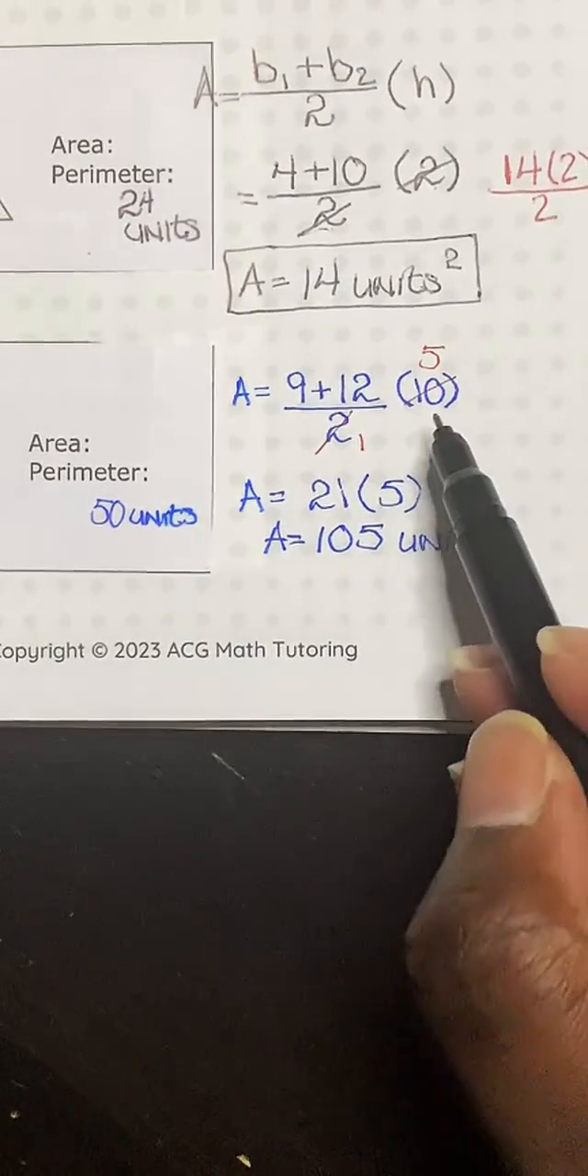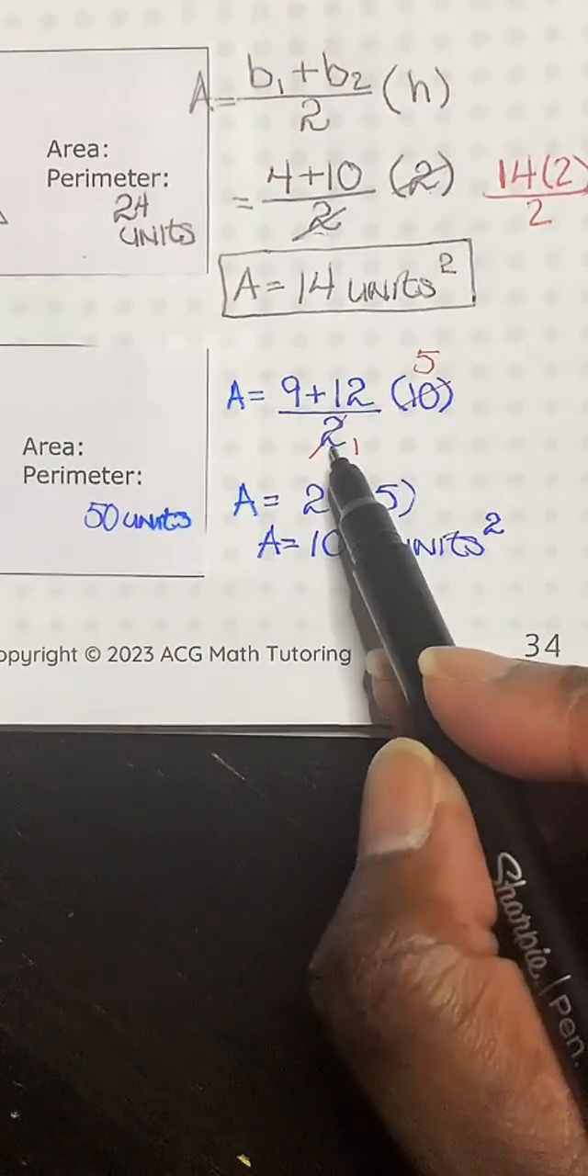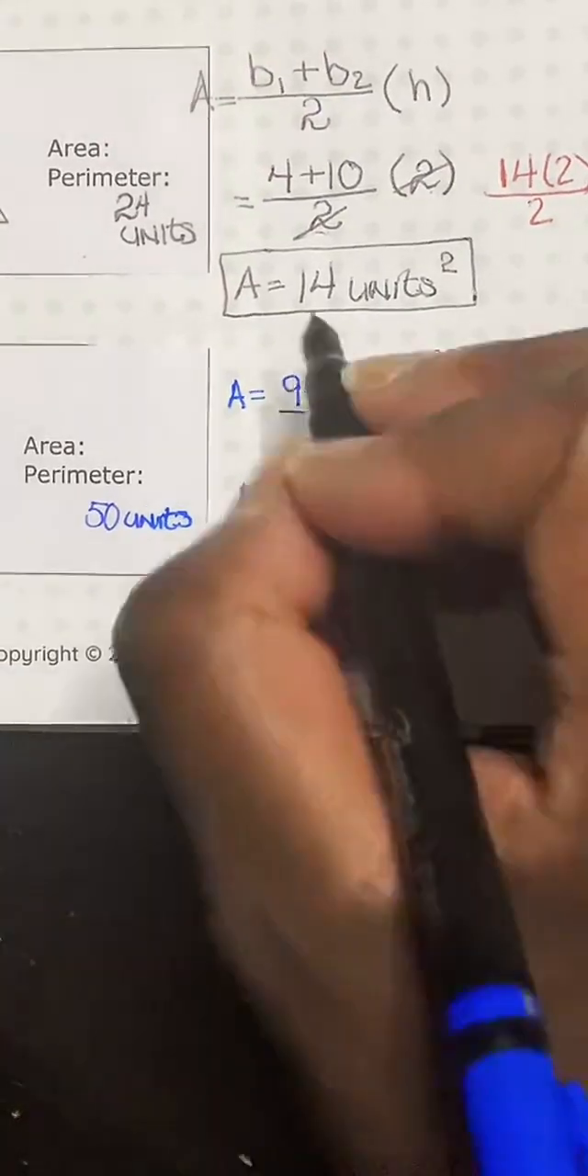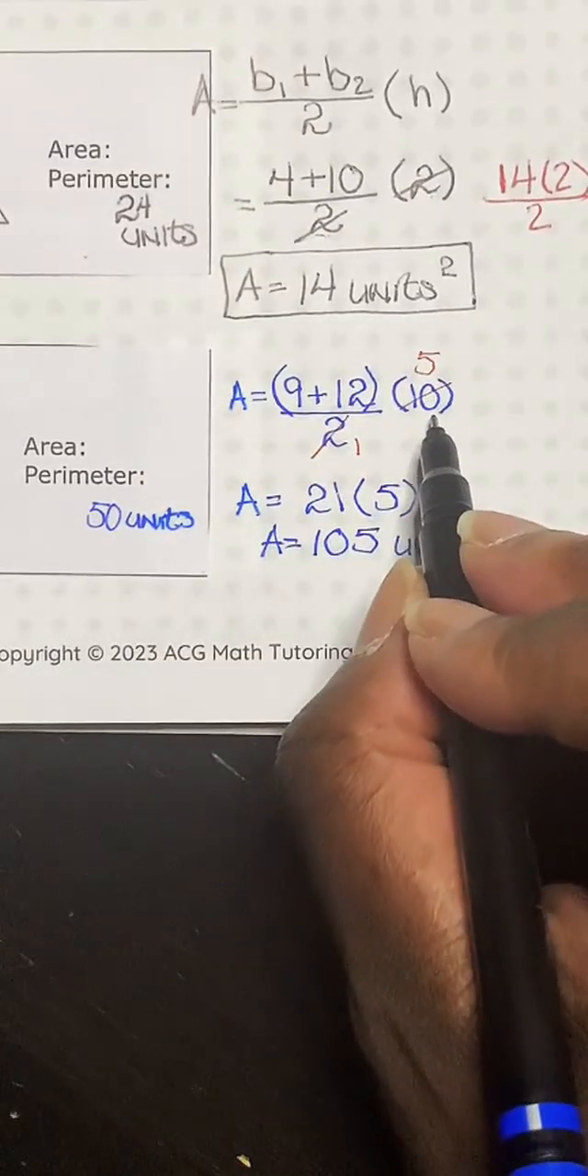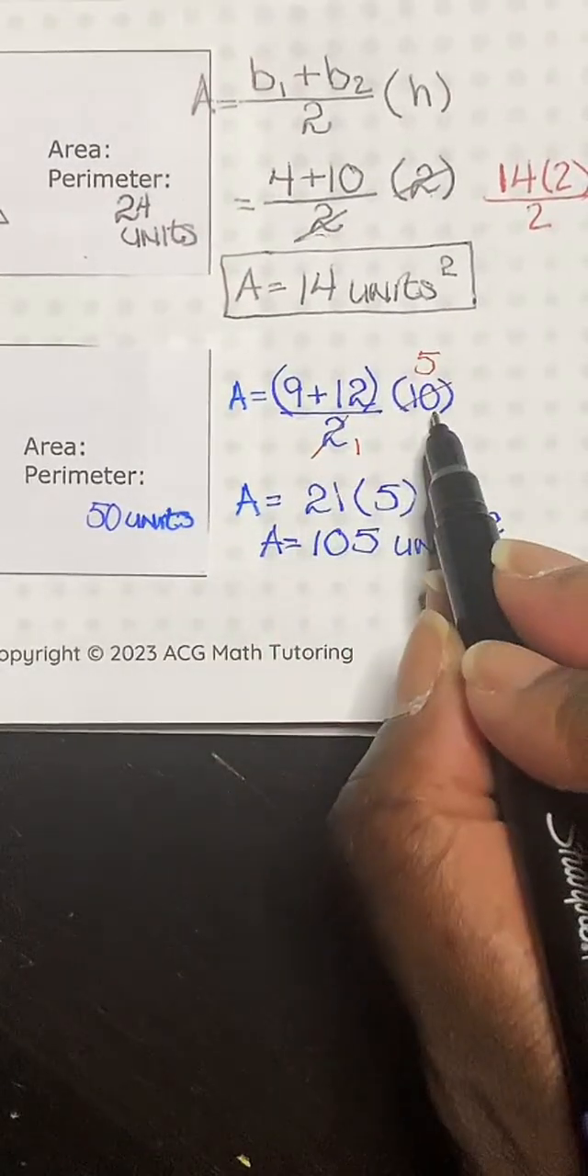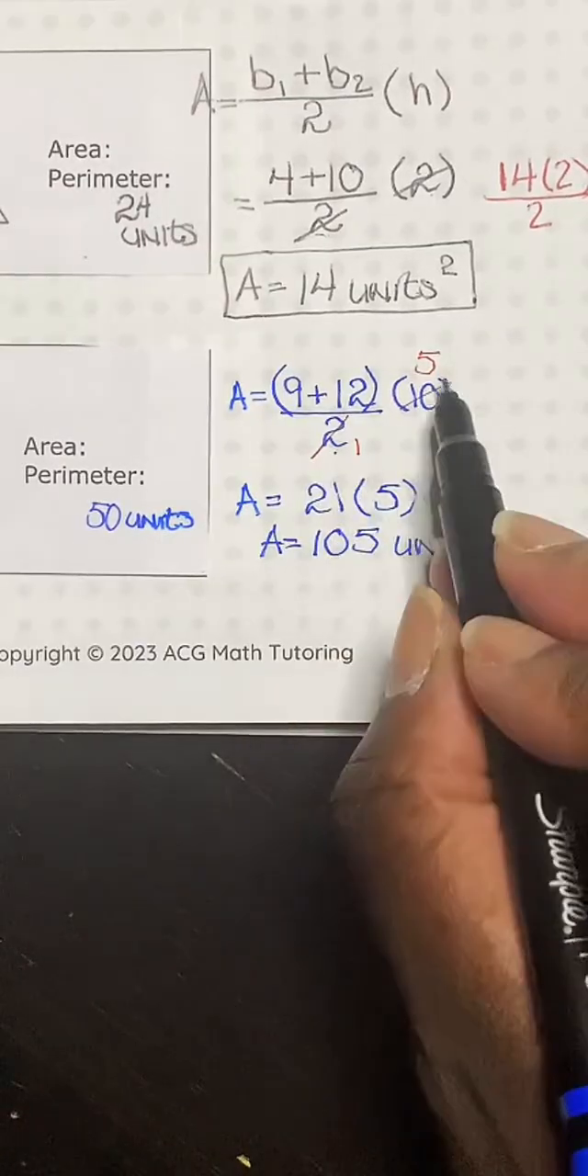How did I get the 5 again? Sure. Here I have 10 and I have 2. Since this 9 plus 12 is being multiplied by the 10, all I did was divide the 10 and the 2 to get my 5.